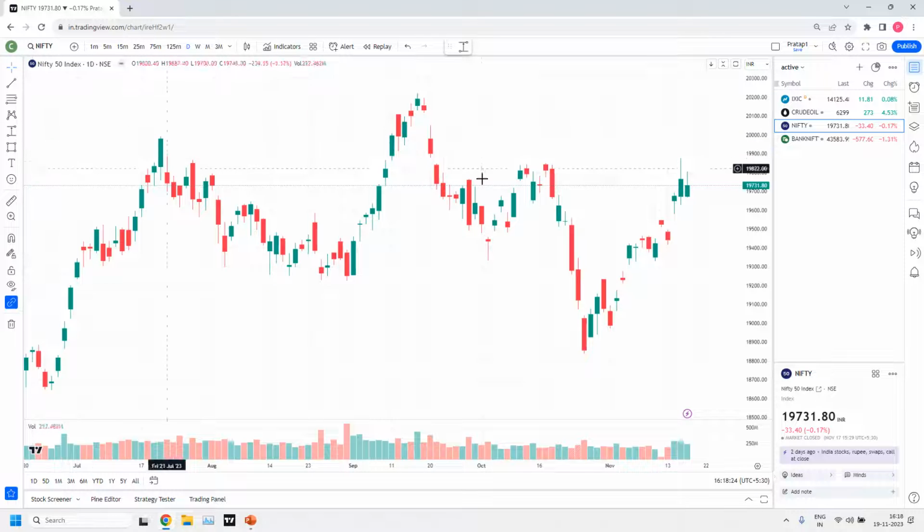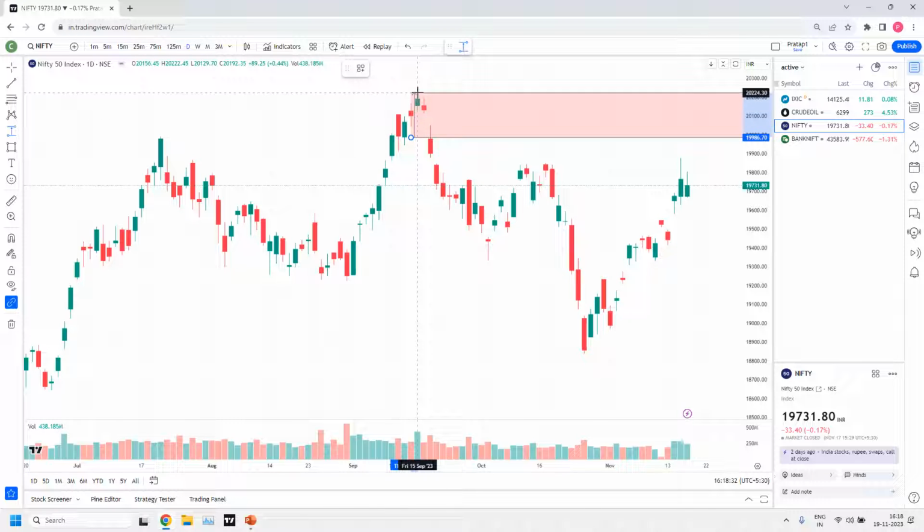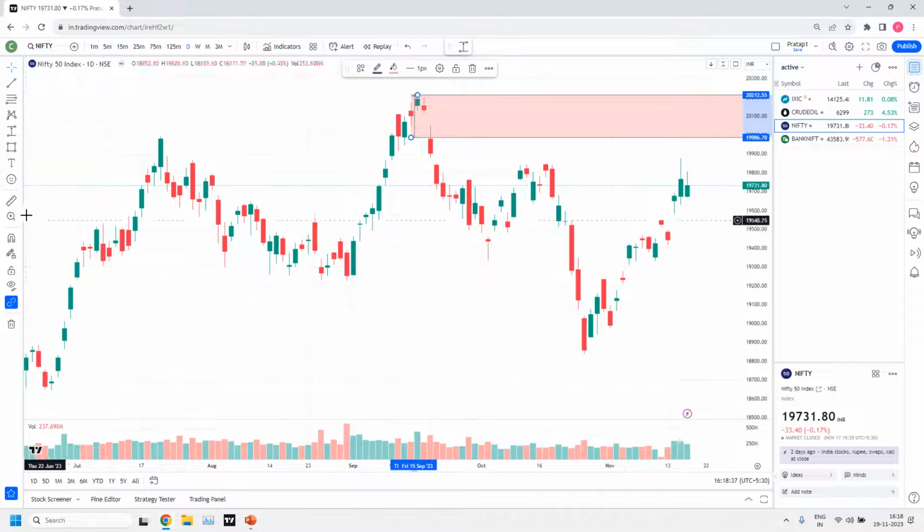See here, we have a drop candle and then we have base candles, and see this leg out with a gap, with a huge gap. So this indicates a leg out with gap. Leg out with gap. This is another example.